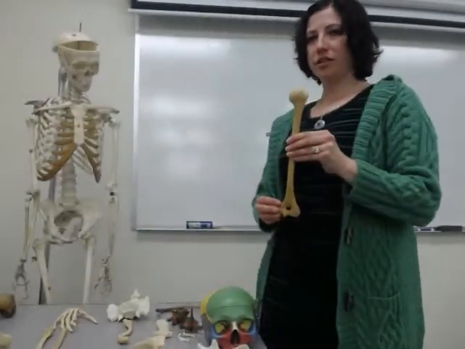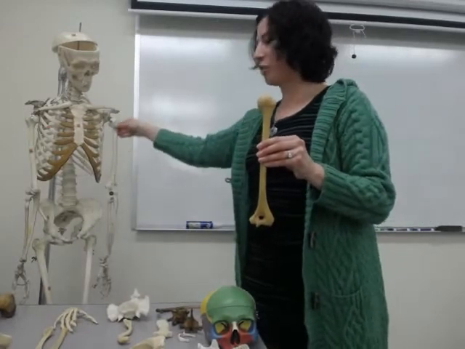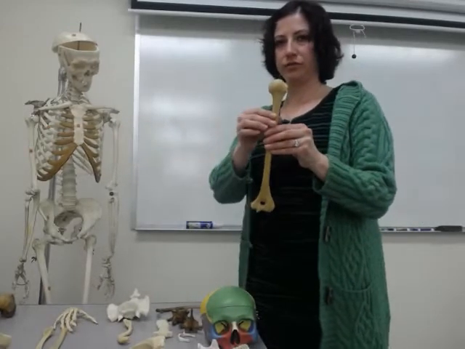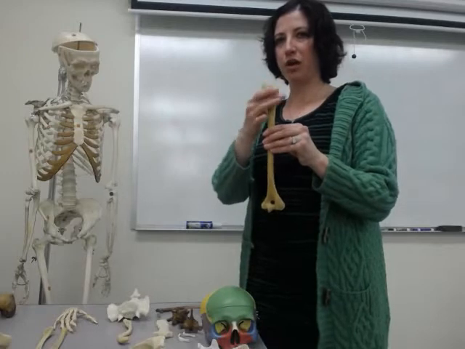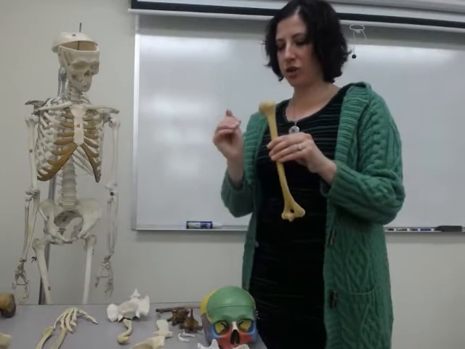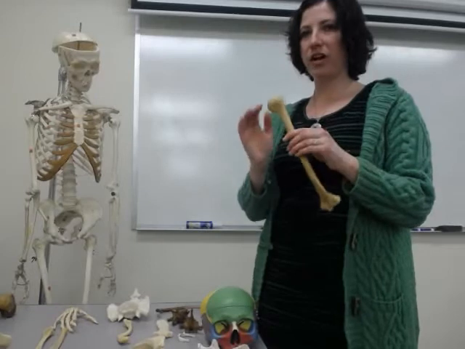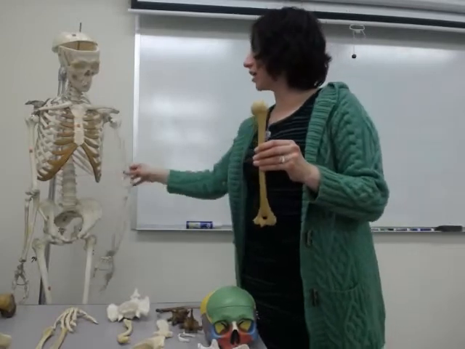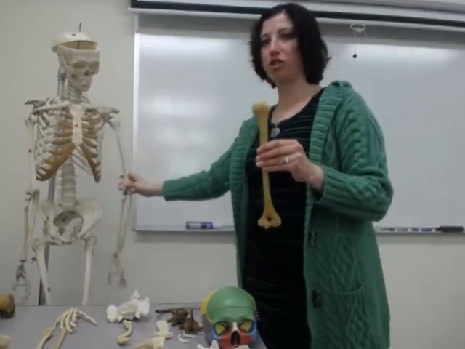The humerus is our upper arm here. It has this nice smooth ball-shaped structure. It's going to go into that socket, so it will have a nice ball and socket joint that provides a large range of motion.